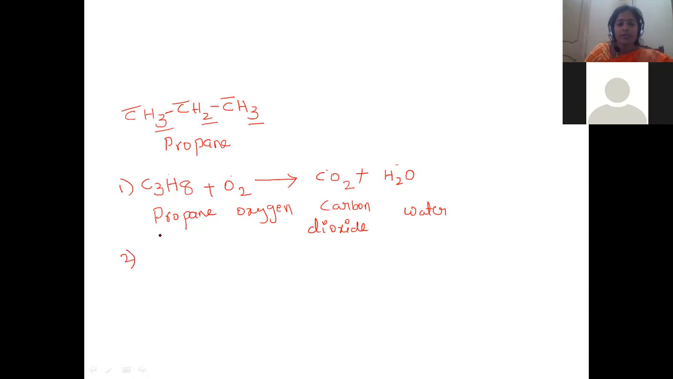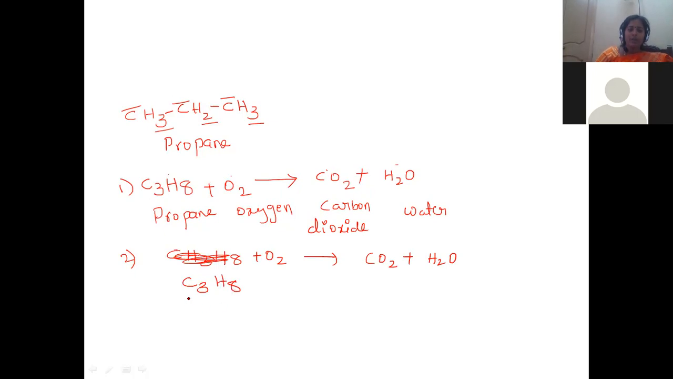Step 2 represents what? Balancing the equation. How can we balance? C3H8 plus O2 gives rise to CO2 plus H2O. How many carbons are there? 3 carbons on the left, and here only 1. So we have to incorporate 3: 3 CO2 plus H2O. How many hydrogens are there? 8. Here 2 are there. So in order to get 8 hydrogens, here we have to put 4.